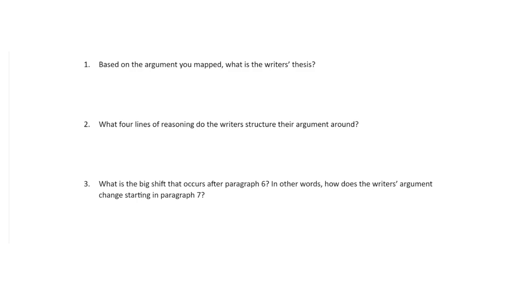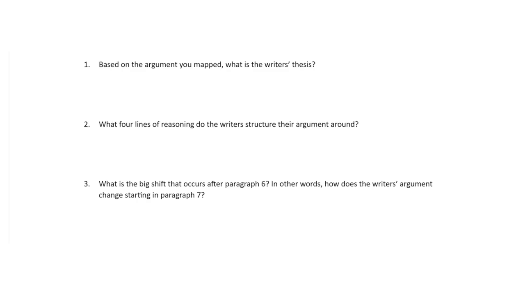Number 2, what 4 lines of reasoning do the writers structure their argument around? Hopefully that's pretty clear to you by now. They're color-coded on the argument map we did together. The first line of reasoning is that laws on felon voting are varied and illogical. The second one argues that election officials have enforced felon voting laws unjustly. The third argues that there's this lack of transparency surrounding felon voting laws. And lastly, the fourth one argues that felon voting has become a partisan issue.